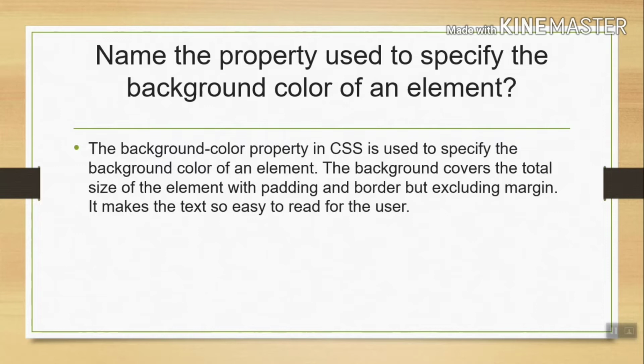Name the property used to specify the background color of an element. The background-color property in CSS is used to specify the background color of an element. The background covers the total size of the element with padding and border, but excluding margin. It makes the text easy to read for the user.